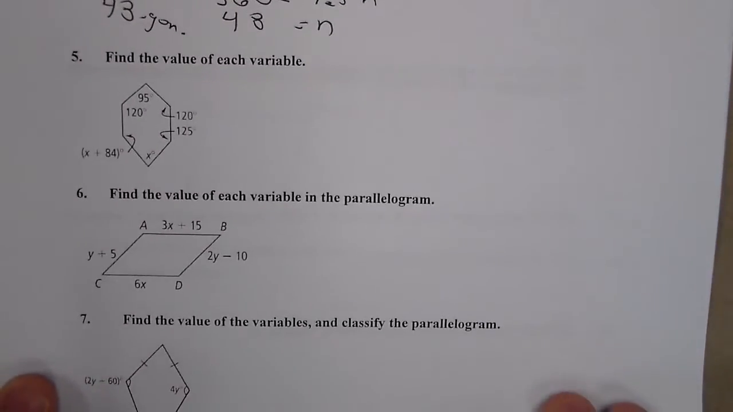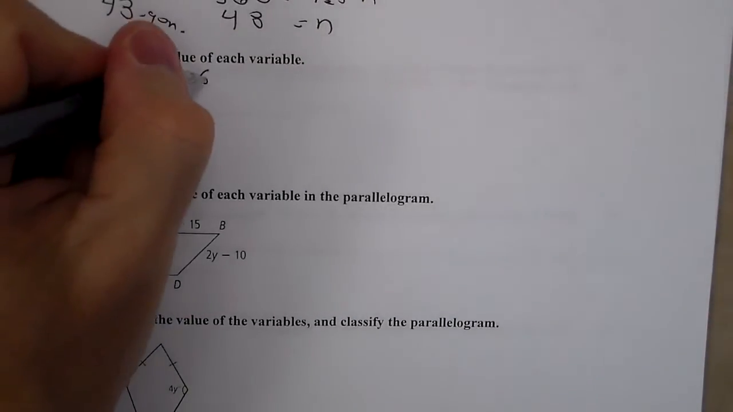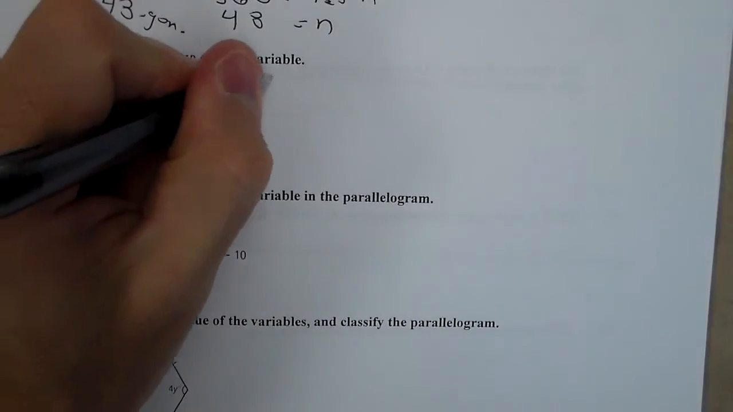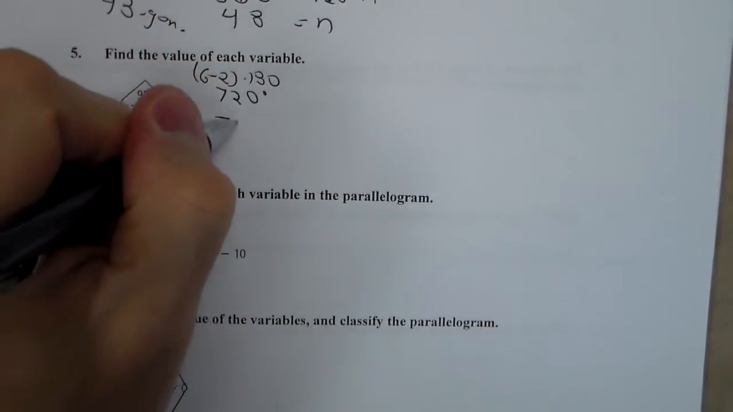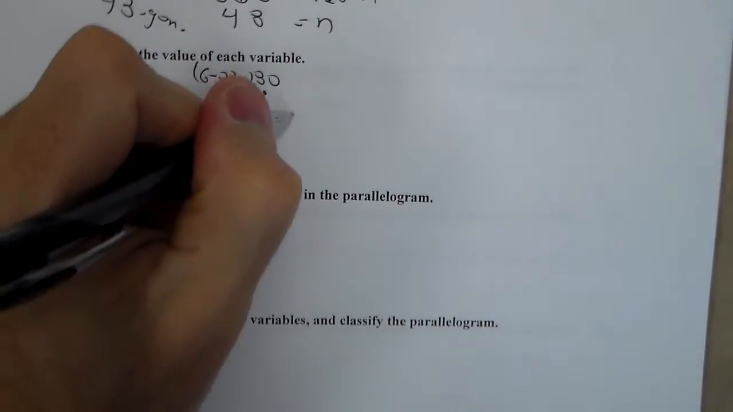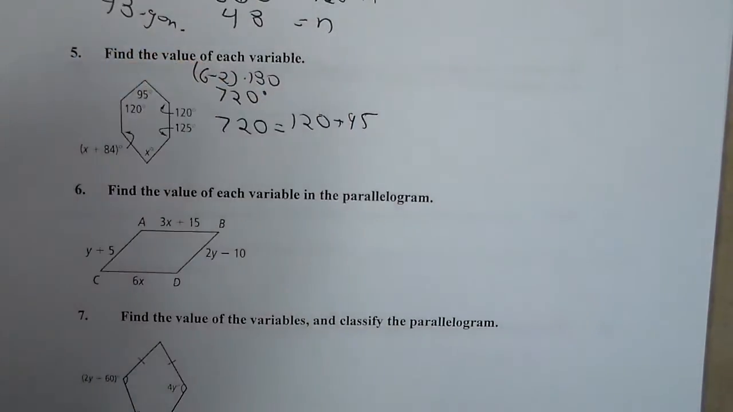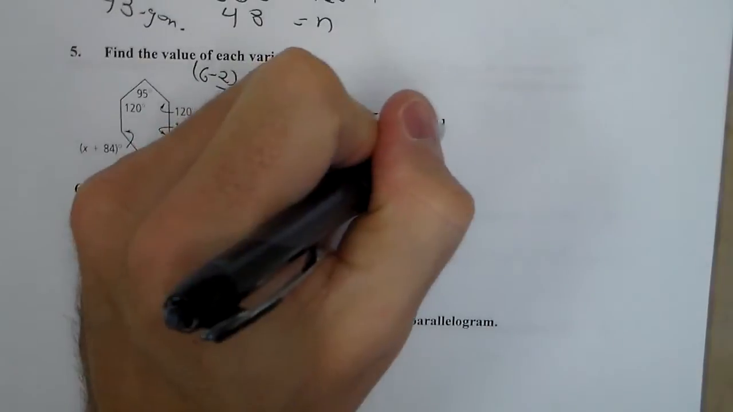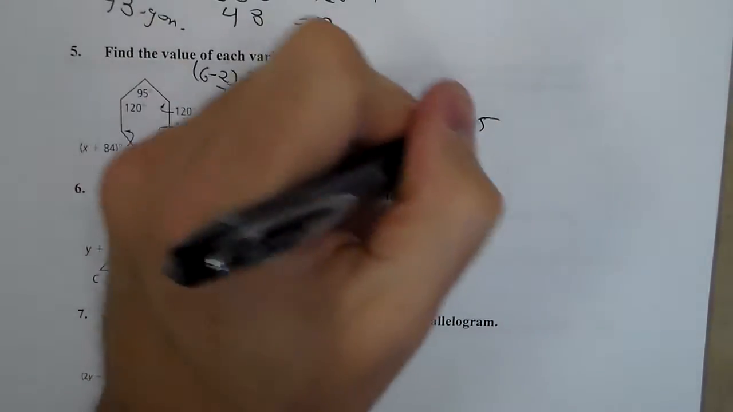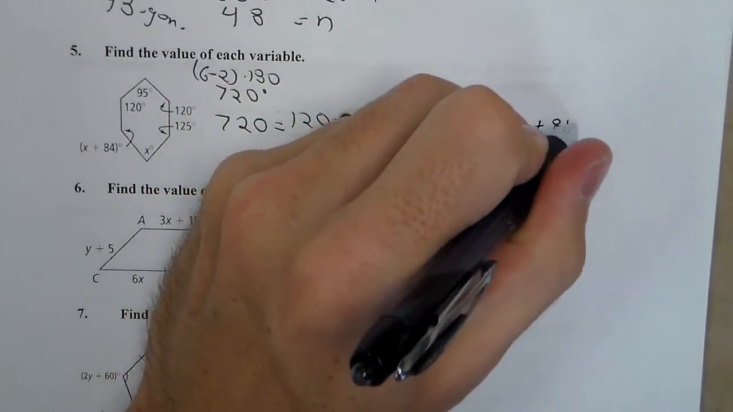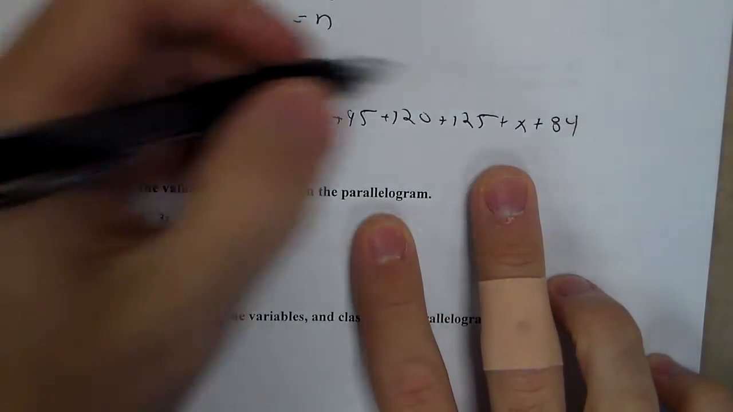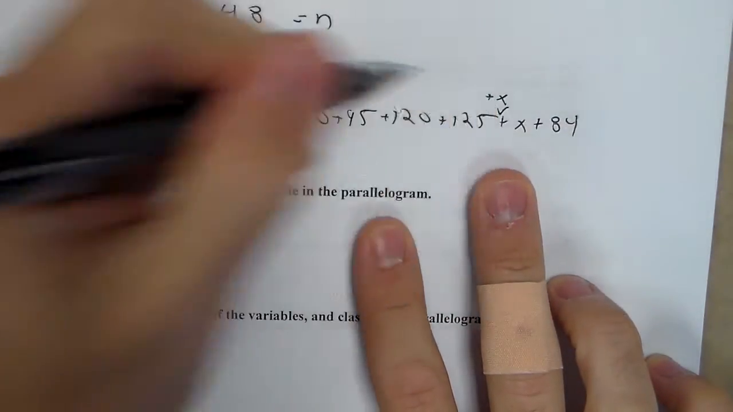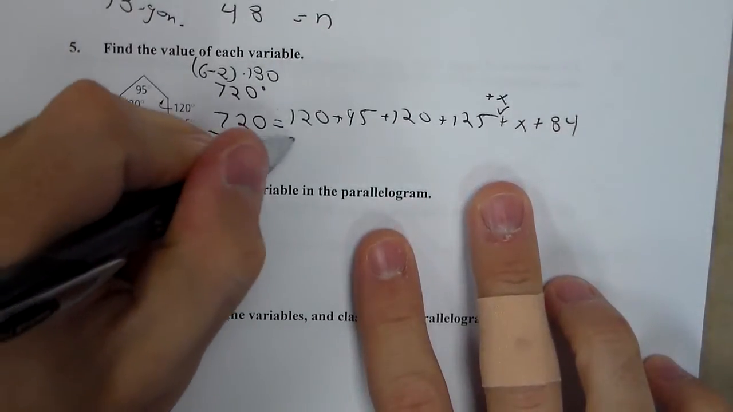Number 5, we're solving a hexagon here. A hexagon is 6 minus 2 times 180 to get the total, that comes out to be 720 degrees. So we say 720 equals 120 plus 95 plus 120 plus 125 plus x plus 84, and we're solving for x. Now I should have 2 x's there. Oops, I've got an x. So it's 720 equals 2x.